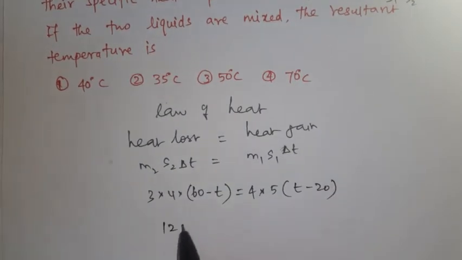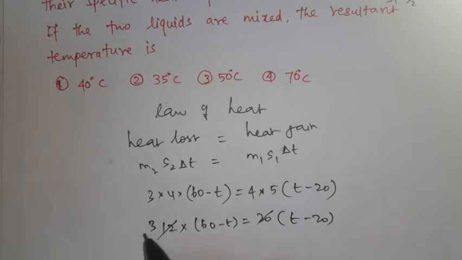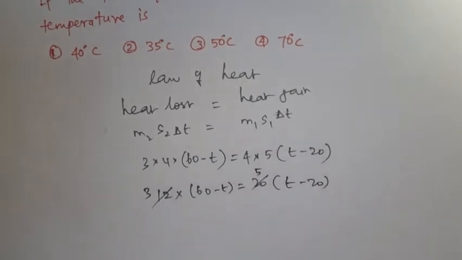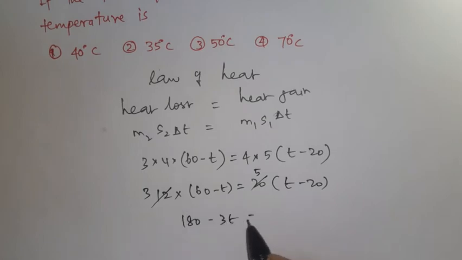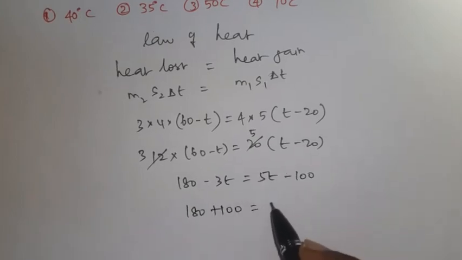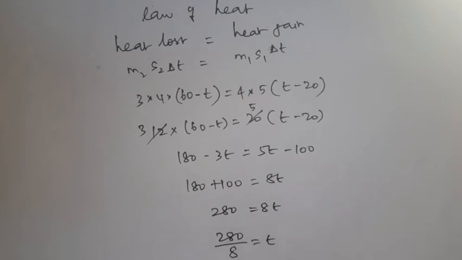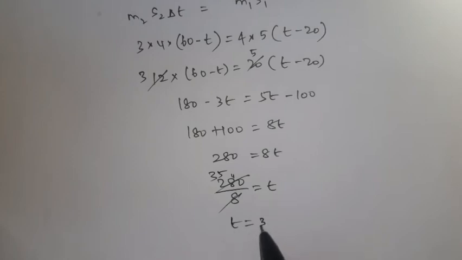3 4s are 12 into 60 minus T. 4 5s are 20 into T minus 20. Cancel the 4 table. 3 4s are 12, 5 4s are 20. 180 minus 3T is equal to 5T minus 100. Now 180 plus 100 is equal to 5T plus 3T, which is 8T, so 280 is equal to 8T. Now 280 by 8 is equal to T. Cancel the 8 table. 3 8s are 24, 4 balance 4, 40. So 5 8s are 40. Now T is equal to 35 degrees Celsius.